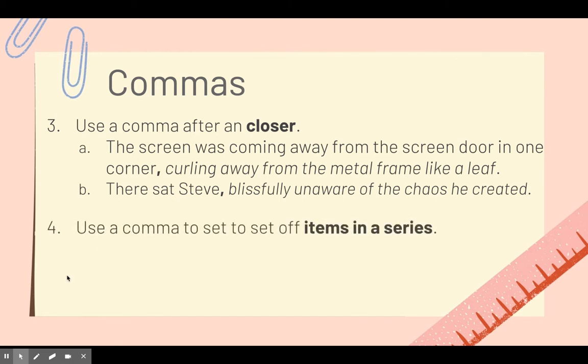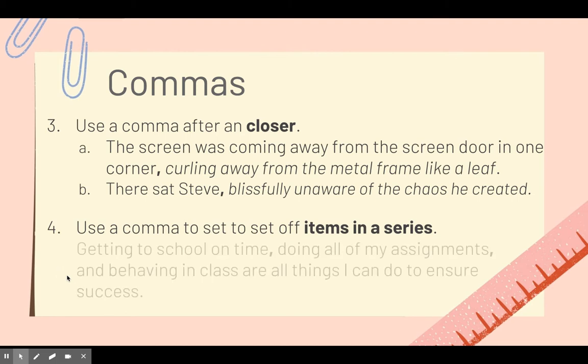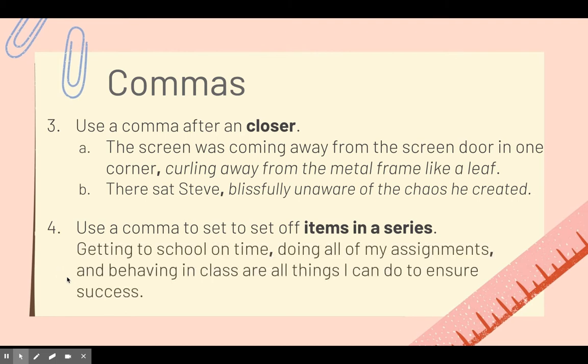Rule number 4, you use a comma to set off items in a series, like a list. So getting to school on time, doing all of my assignments, and behaving in class are all the things I could do to ensure success. So I have to put a comma between the items in a series, like a list.